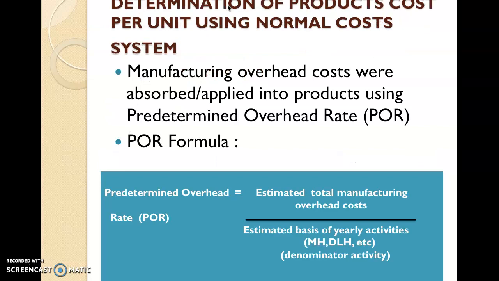Determination of product cost per unit using normal costing system. Manufacturing overhead costs are absorbed or applied into the product using the predetermined overhead rate. What is the formula for POR? Predetermined overhead rate equals estimated total manufacturing overhead cost divided by estimated basis of yearly activity, such as machine hour, direct labor hour, etc. This is the denominator activity.